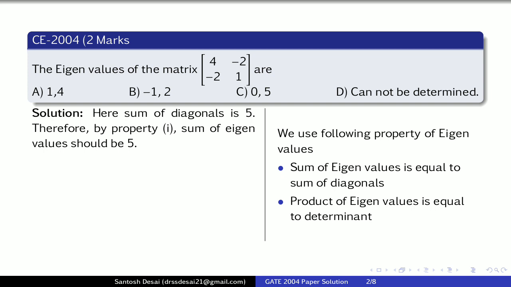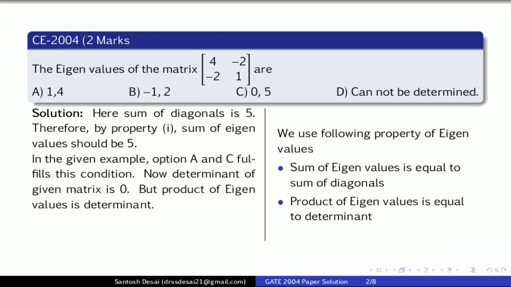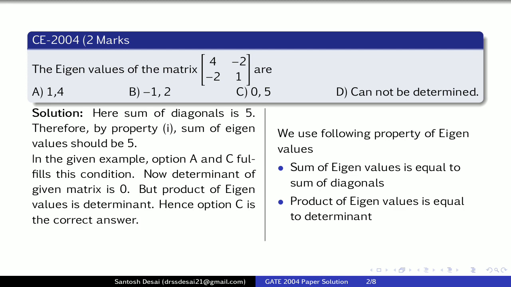Now it is difficult to guess the answer, so we apply the second property, that is, the product of eigenvalues is equal to the determinant. Now here the determinant of the given matrix is 0, and therefore from options A and C you can easily find the answer. So option C gives the correct answer, and therefore the eigenvalues of the given matrix are 0 and 5. So whenever there is an example on eigenvalues, just remember these two properties: the sum of eigenvalues is equal to the sum of diagonals, and the product of eigenvalues is equal to its determinant.